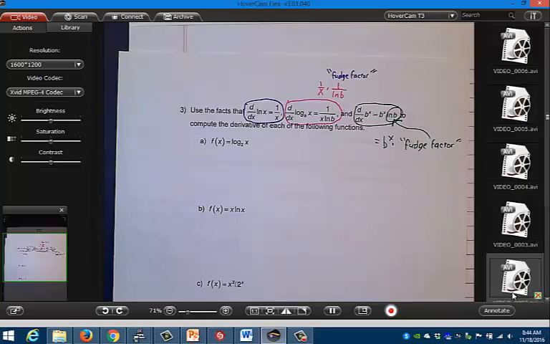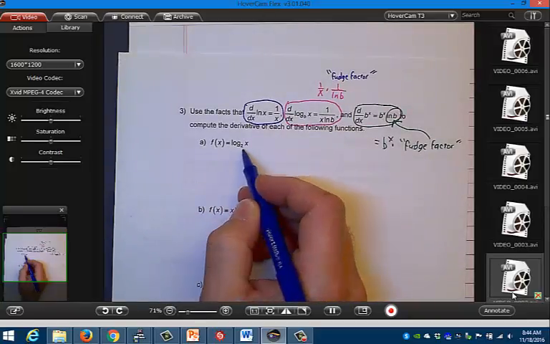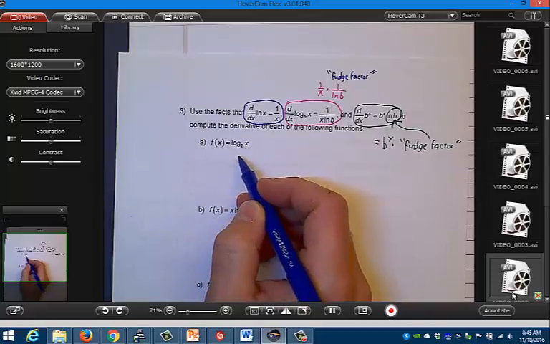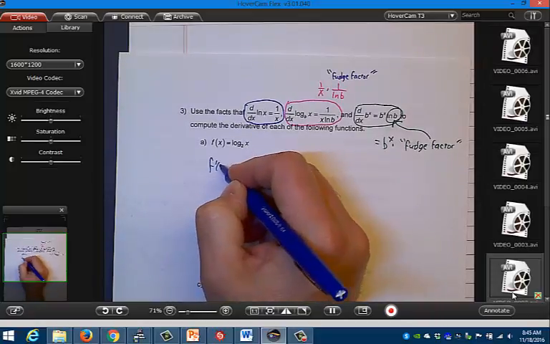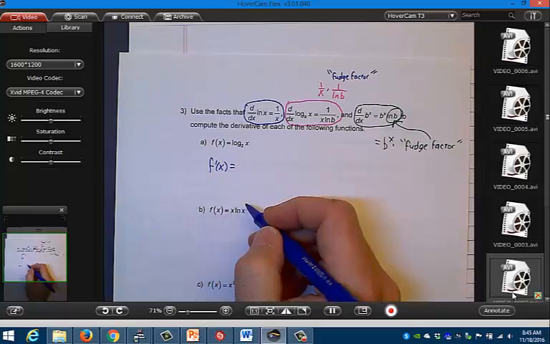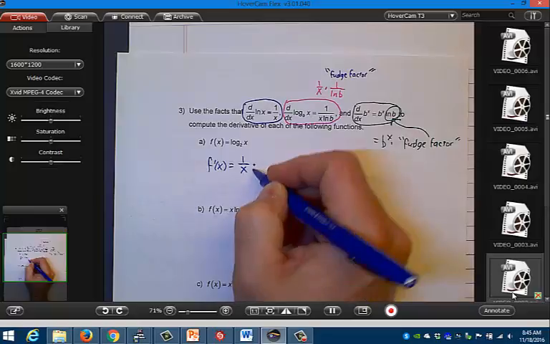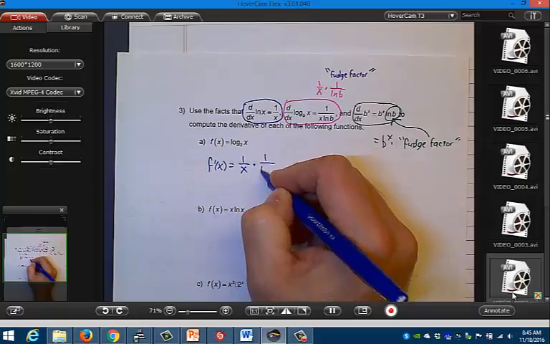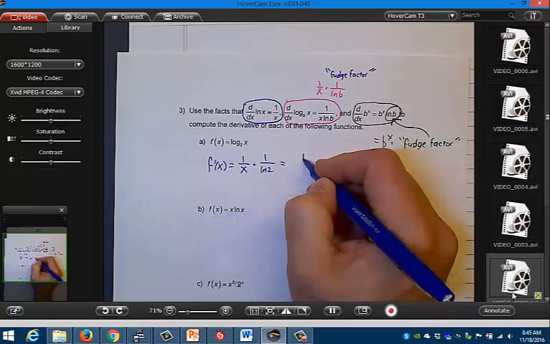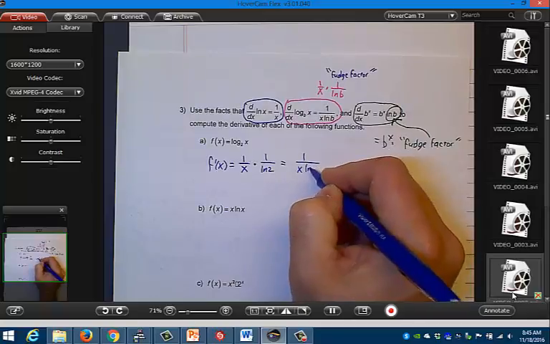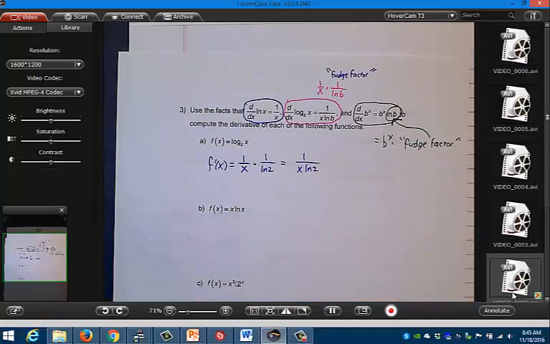So, here I go. I'm going to do part A. F of x is the log base 2 of x. So what is f prime of x? F prime of x would be 1 over x times, yes, 1 over the natural log of 2, or you can write it as 1 over x ln 2. I'm directly applying the formula in pink above. That's all I'm doing. Okay?